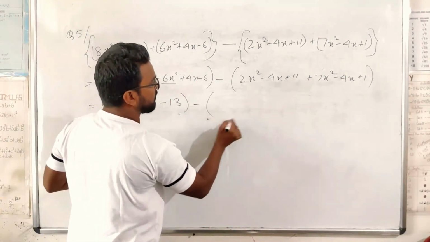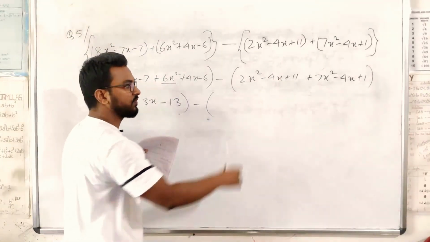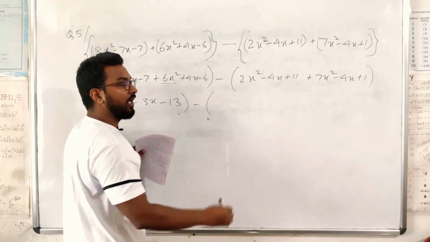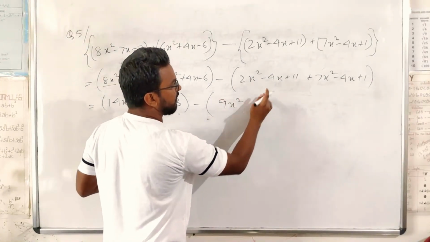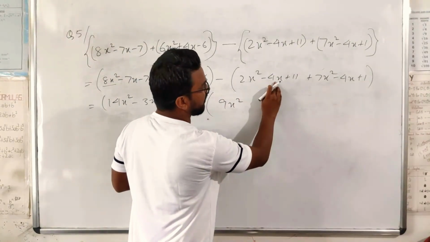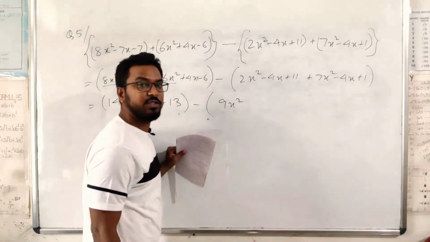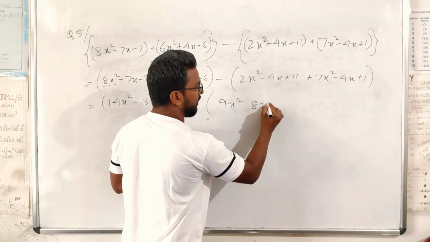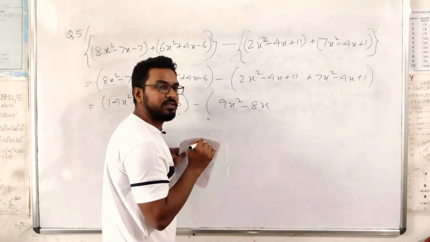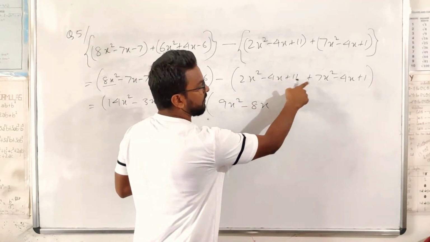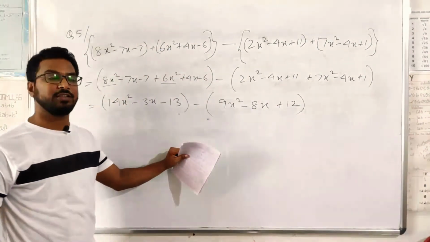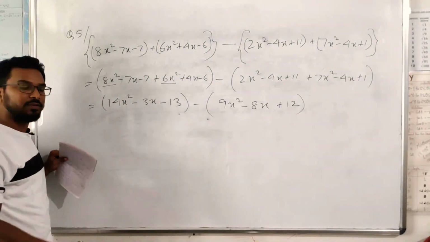Here this is plus and this is also plus. 7 plus 2 is 9, 9x square. This is minus 4x minus 4x, minus minus, it will be plus. 4 plus 4 will be 8, so we'll write 8x and sign will be minus. Next, plus 11 and plus 1, so it will be plus 12. 11 plus 1, that is 12. Now it will become more simple, right?